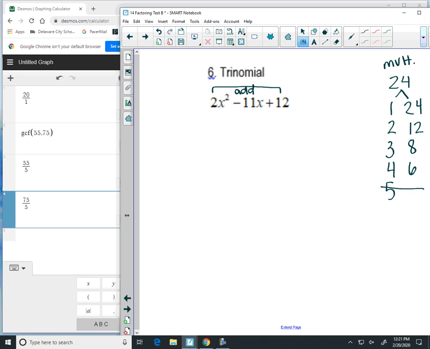5 doesn't go in. If we're multiplying to a positive, and we're adding to a negative over here, then we need 2 negatives. So we are going to use negative 3 and negative 8.